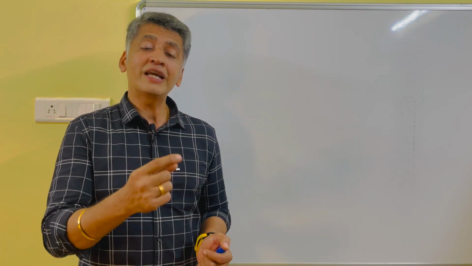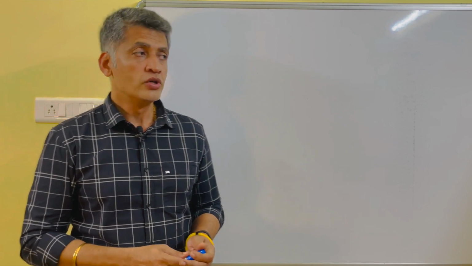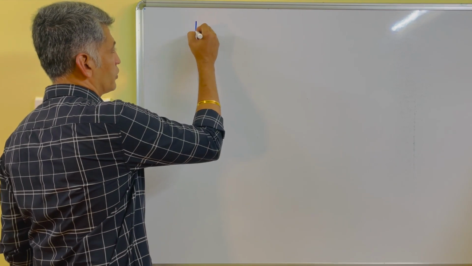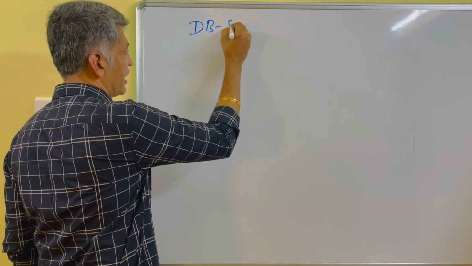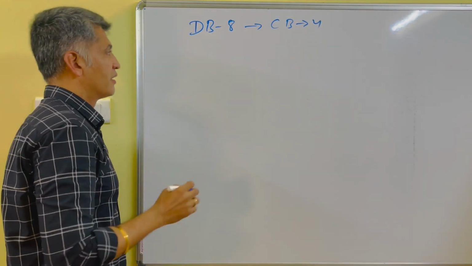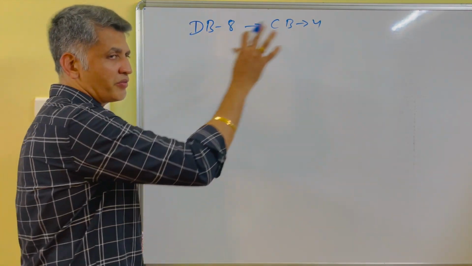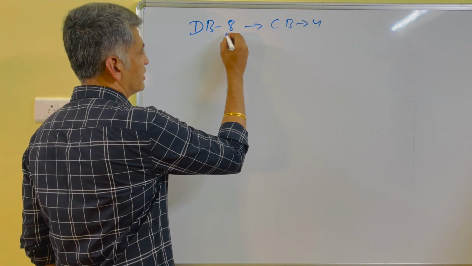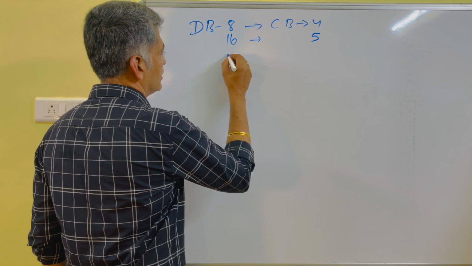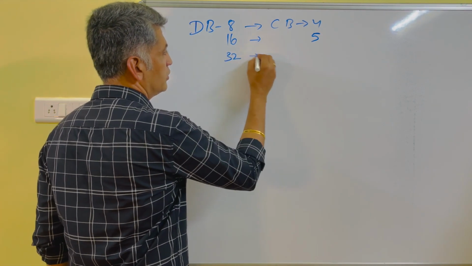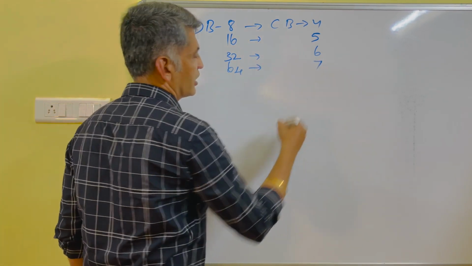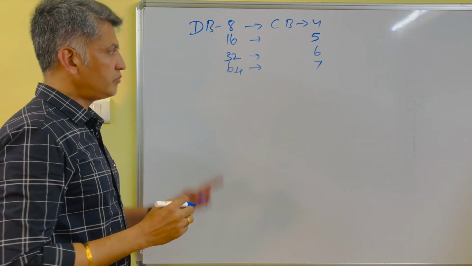Now how can we calculate the check bits? Based on the reference, if the data bit size is 8, then surely my check bit size will be 4. So this is the reference. I'm just shortening it, giving the direct values. If my data bit size is 16, then my check bit size will be 5. If my data bit size is 32, my check bit size will be 6. If my data bit size is 64, then my check bit size will be 7.